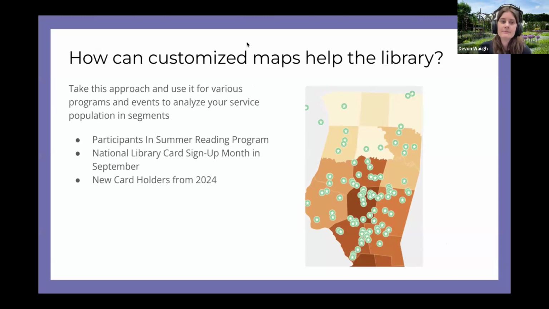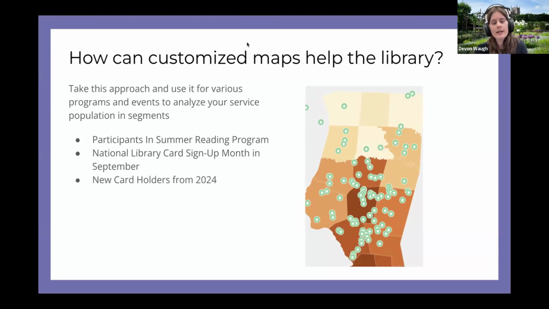These sorts of customized maps. So I could see you taking this sort of approach, uploading point data for libraries and analyzing certain segments of your service population. Yes, you can upload all of your patron point data altogether, all of your library card signups, your current patrons, to Social Explorer, and create this sort of a map.